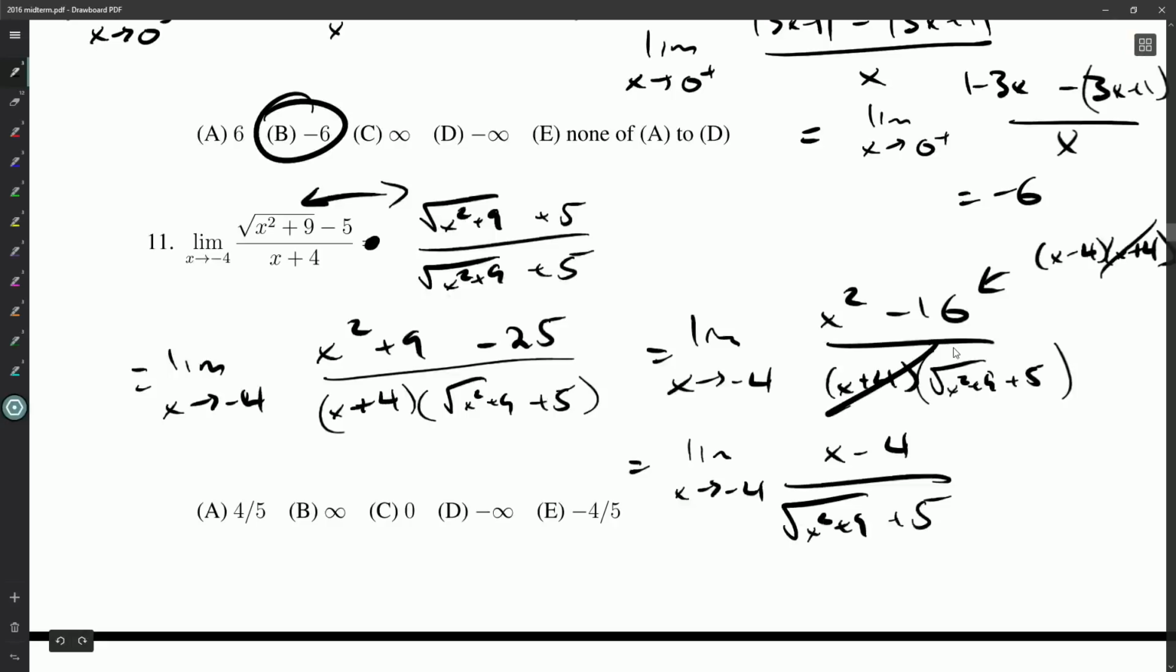And this we can plug in -4 to. So we'll get -8 on top, and then -4 squared is 16, plus 9, 25. Square root of 25 is 5. 5 plus 5 is 10. -8 over 10, better known as -4/5.